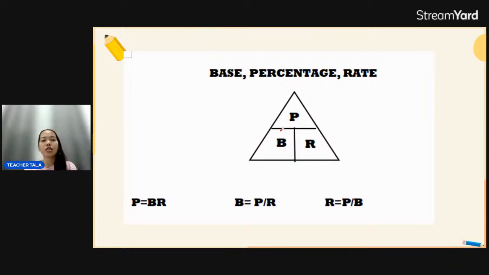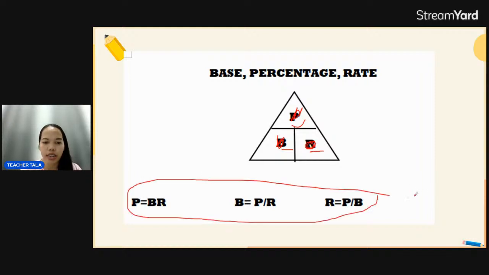Okay, so we have here ito yung discussion ko last time. So base, percentage, and rate. So PBR. Kung si P yung missing, si base imong kay R. Kung si rate naman yung missing, si P divide mo kay B. Kaya yan. Ito yung formula.